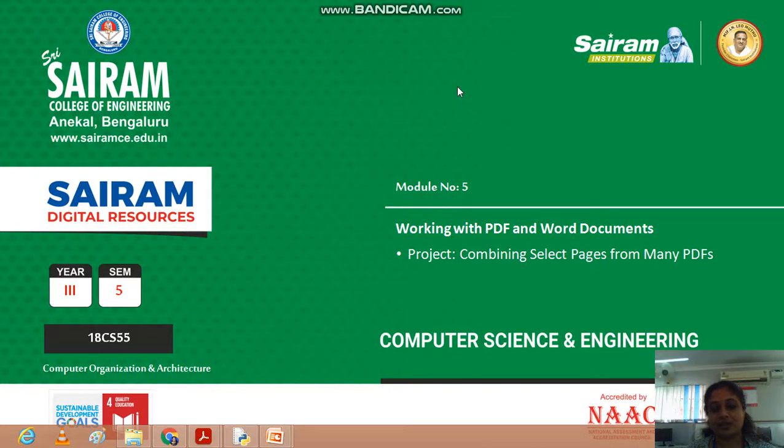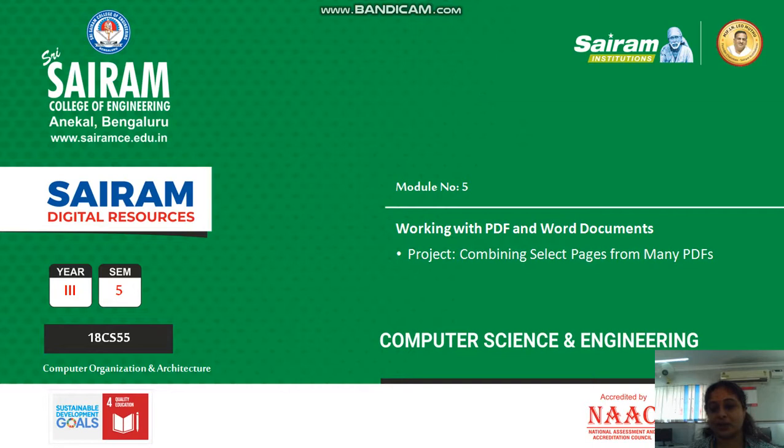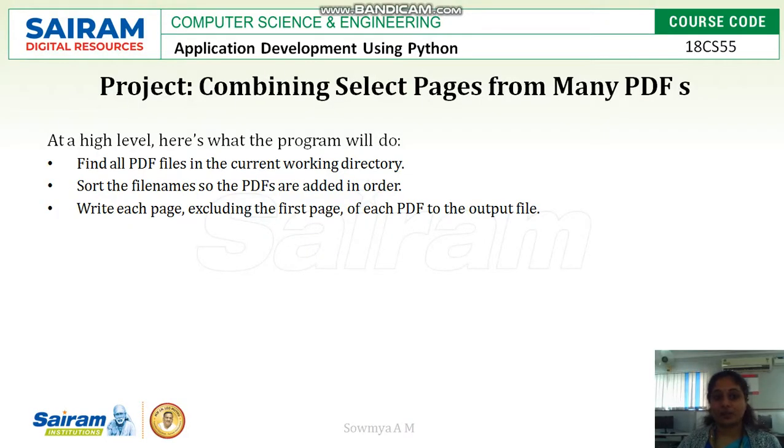Hello everyone, in this video we will see a project on PDF, how to work with PDFs, and we will be combining selected pages from many PDFs and saving them in one PDF. So in this project, at a high level, the programmer should find all the files in the current working directory. Then we have to sort all the file names which are PDFs. Then write each PDF, excluding the first page from each PDF, to the output file.